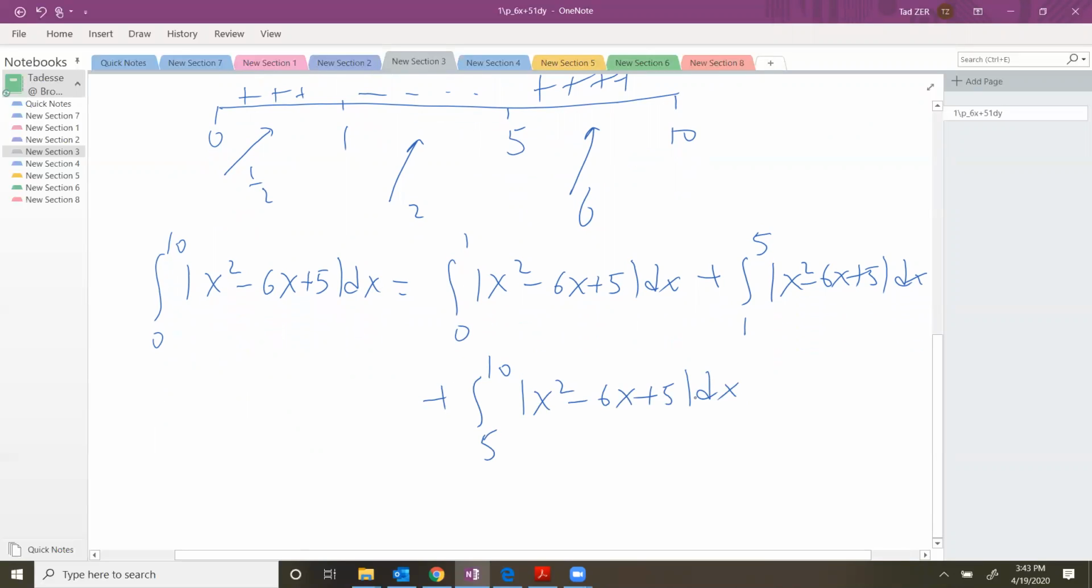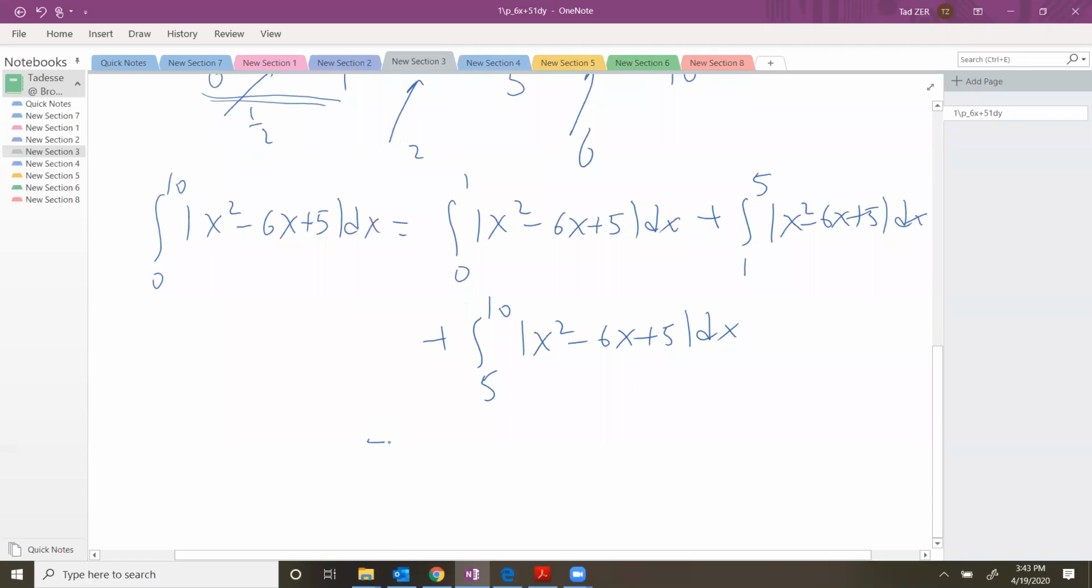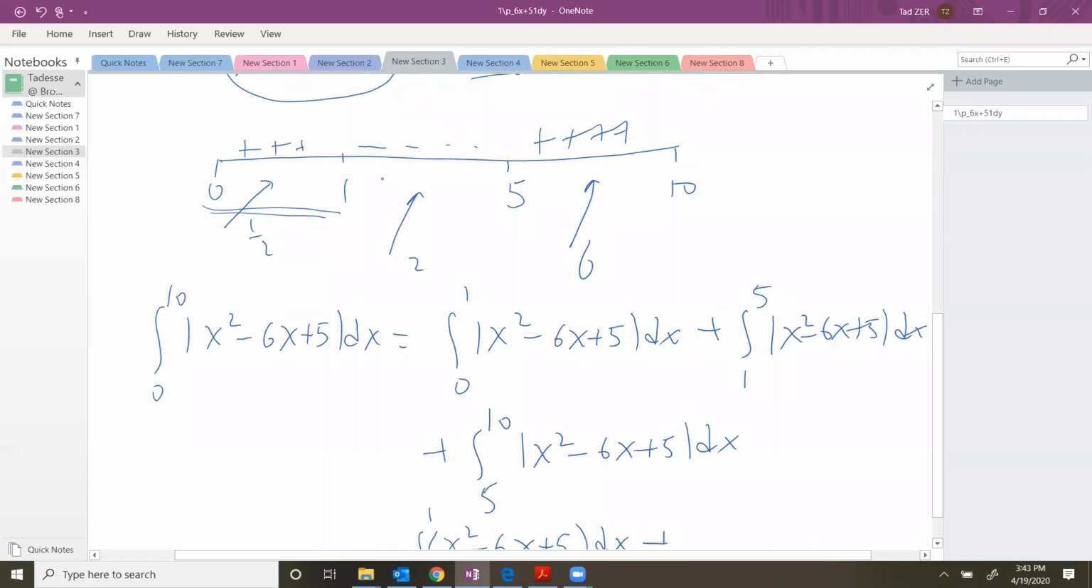Now I'm going to use my sign chart here. What happens between 0 and 1? The expression is positive. If it is positive, I don't really need the absolute value, so I'll just remove it: x squared minus 6x plus 5 dx. How about between 1 and 5? Between 1 and 5, it's negative.